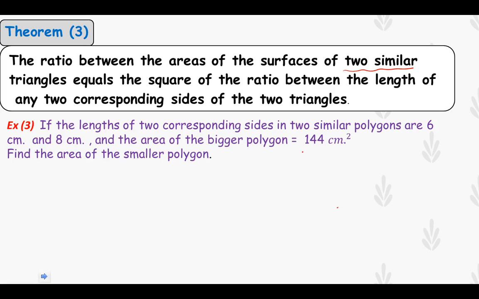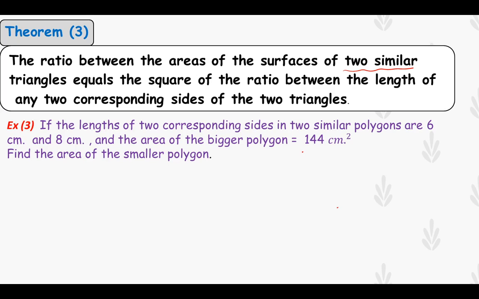Example. If the lengths of two corresponding sides in two similar polygons are 6 cm and 8 cm, and the area of the bigger polygon equals 144 cm squared, find the area of the smaller polygon. Okay, let's solve it together first.